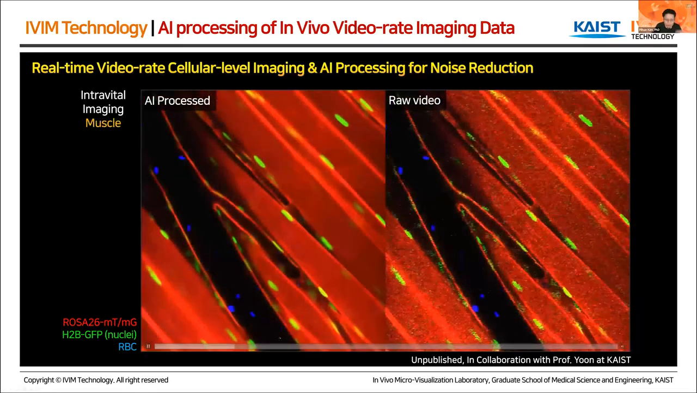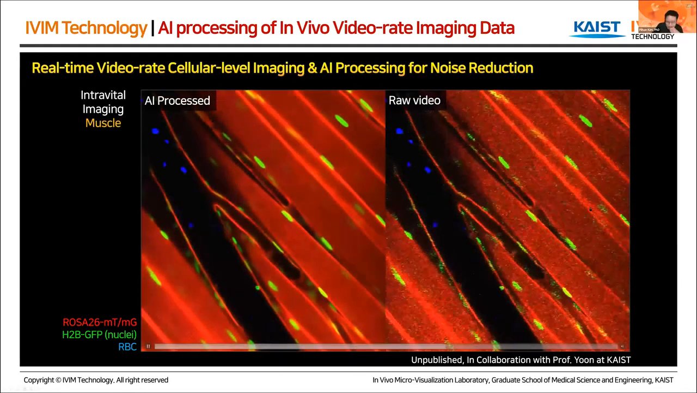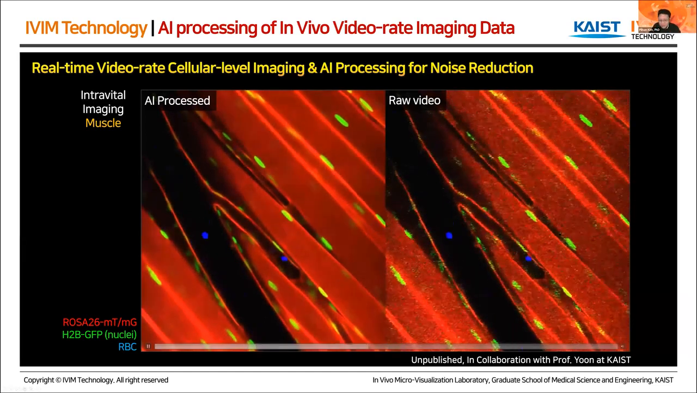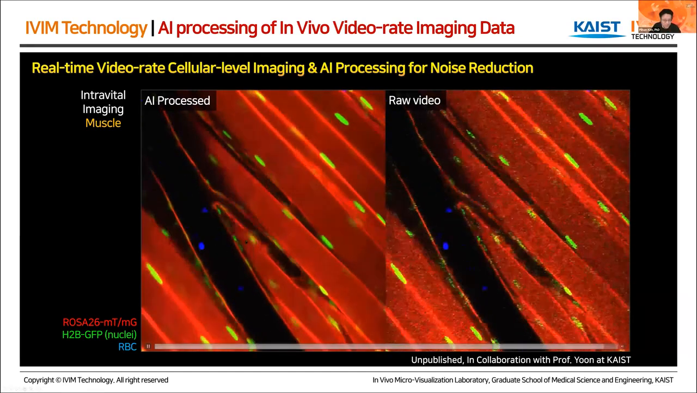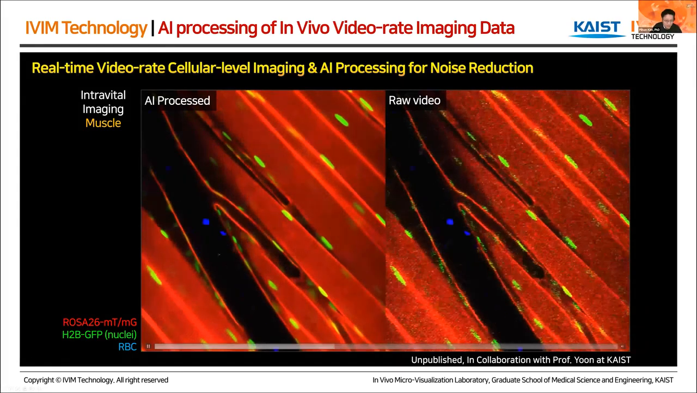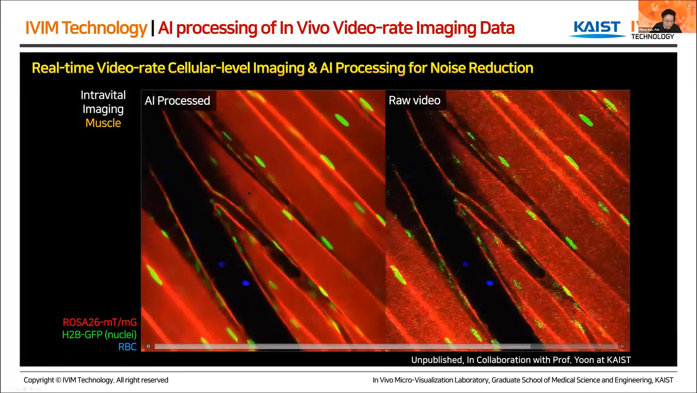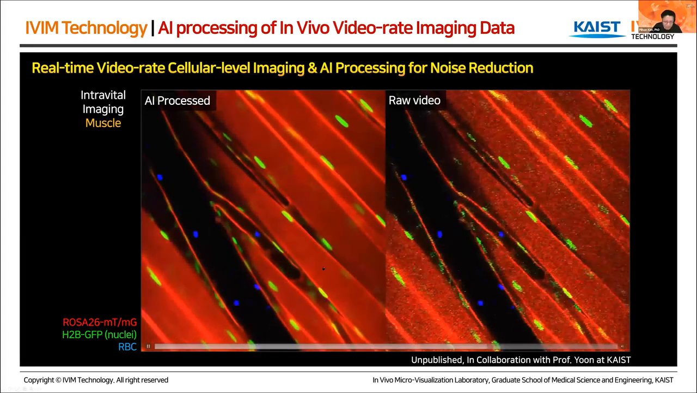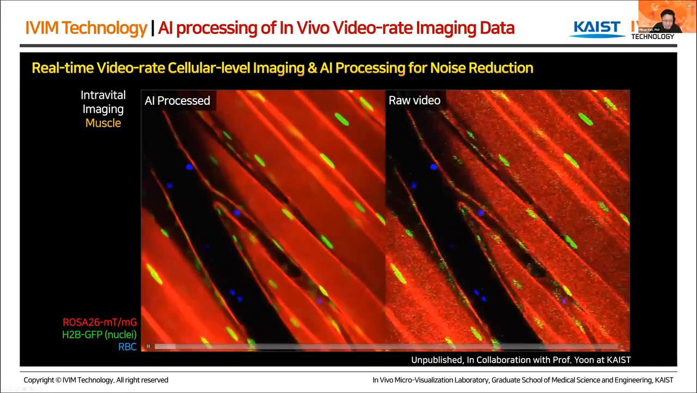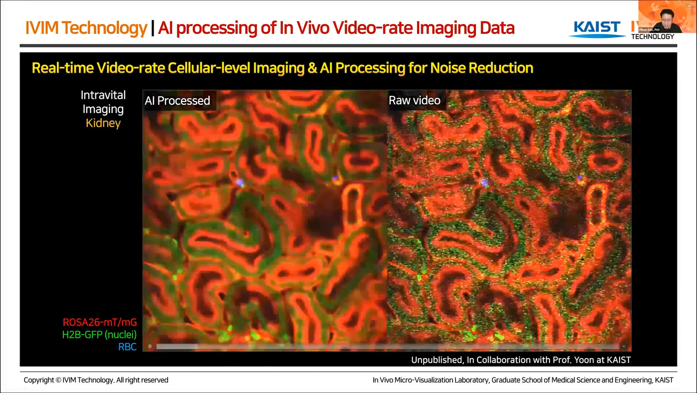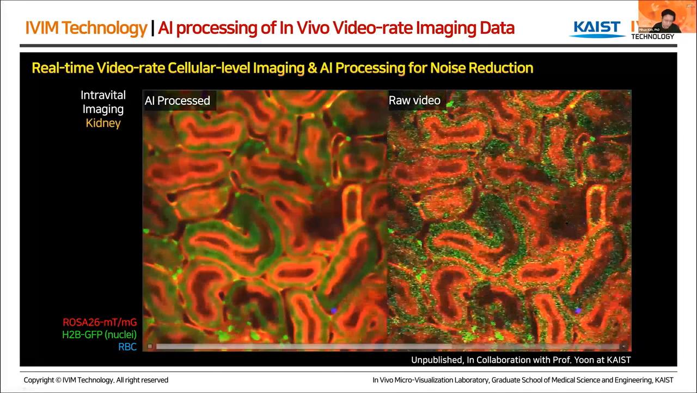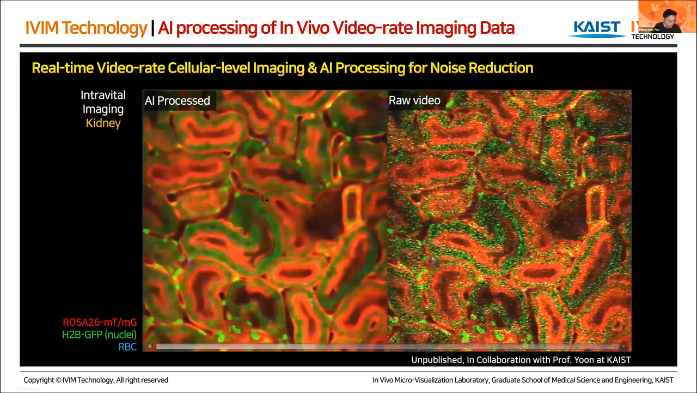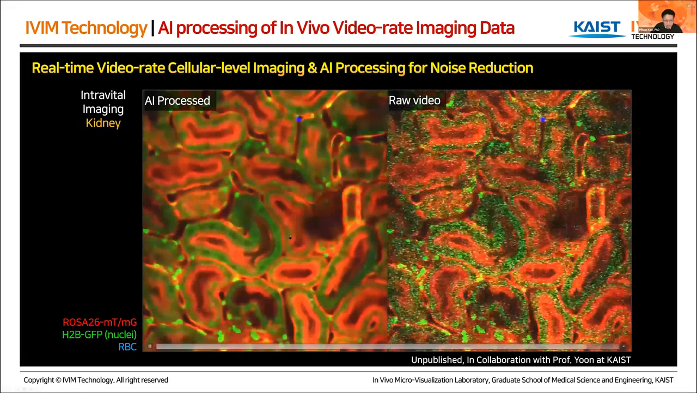And this is the same data set. This is the raw 30 frames per second video data, and on the left-hand side, after the processing. We can see the flow of the red blood cells together with the myocytes and nuclei in the muscle. And this is the kidney data. All this real-time video data can be processed to reduce the noise level like this.